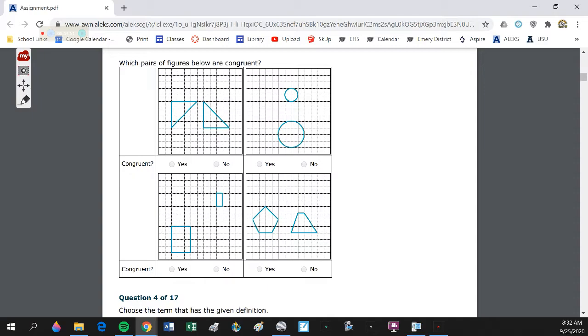What does congruent mean? Same size and shape. Okay? So would those triangles be congruent? Yes, they're exactly the same. They've been rotated, but they're exactly the same. What about the circles? No, they're the same shape, but they're not the same size. Okay, those rectangles? Nope, they're the same shape, but not the same size. And then obviously a pentagon and a trapezoid are not congruent. Okay.